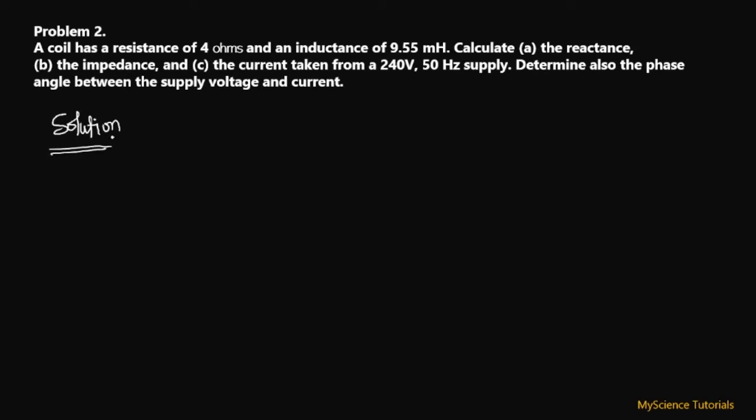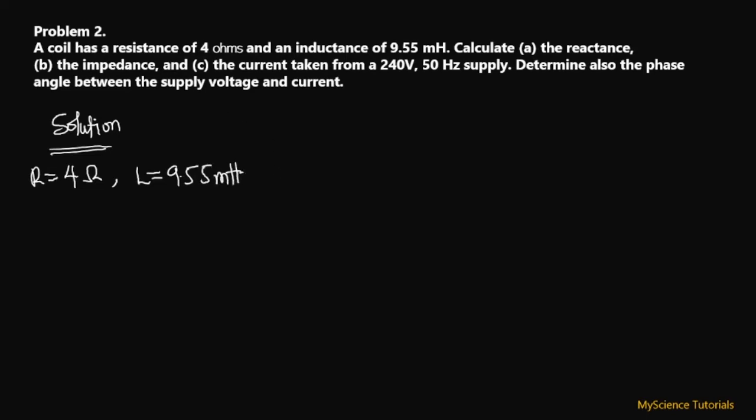So the first thing we want to do is to note the parameters that we have so that we know how we go around this calculation. So we've been told a coil has a resistance of 4 ohms. So our R is 4 ohms. It has an inductance L to be equal to 9.55 millihenry.